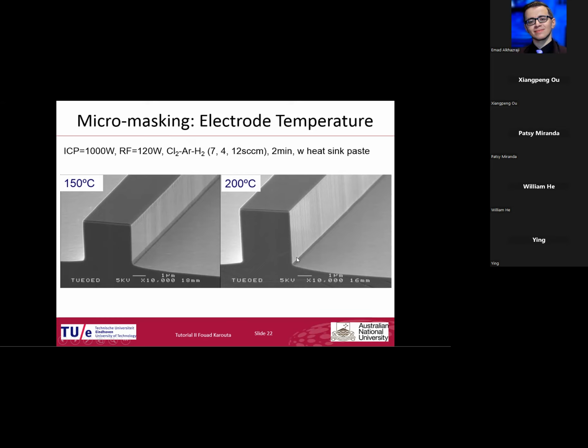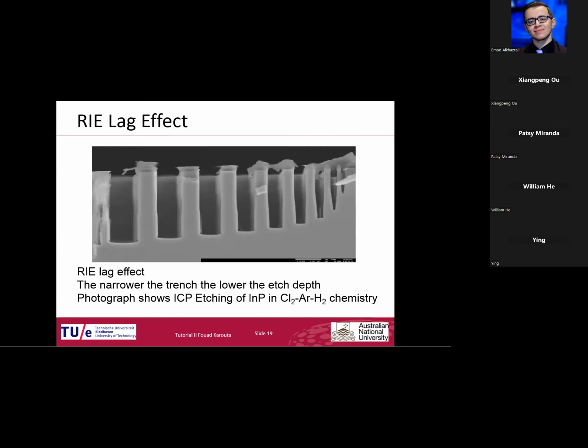I'm just surprised that the operating temperature has a very large range. For example, in GaN normally we're talking about 10 degrees C to 30 degrees C. It's a small range, but for indium phosphide we're talking about 60 degrees C to 200 or even 250 degrees C. So yeah, this is one thing I'm always confused about.